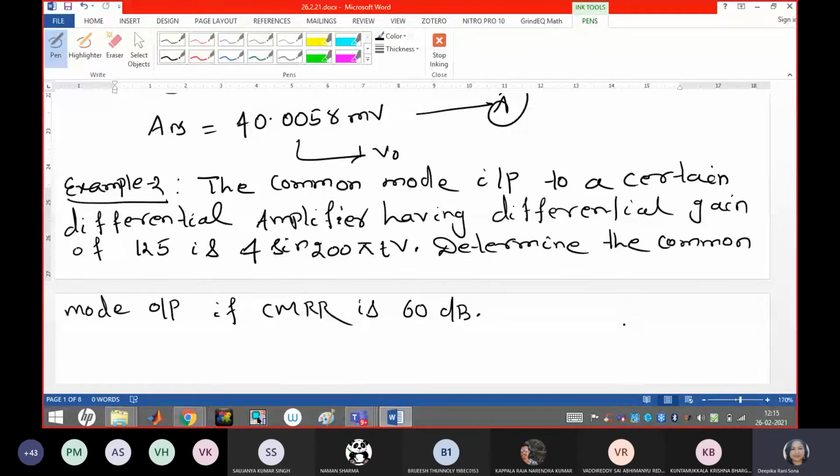It means V0 is nothing but AC VC, in terms of your common mode voltage and common mode gain. So AC into VC, that factor we have to multiply here, 4 sin. So that 4 is already there, but now we have to multiply the AC value here. That is the representation of a voltage in the sinusoidal form. Okay, so let's see how we proceed. CMRR value is given how much? 60 dB. So what should be the value for the CMRR in the normal scale?